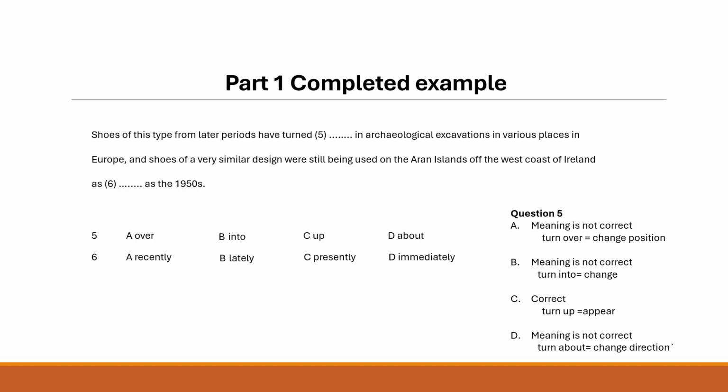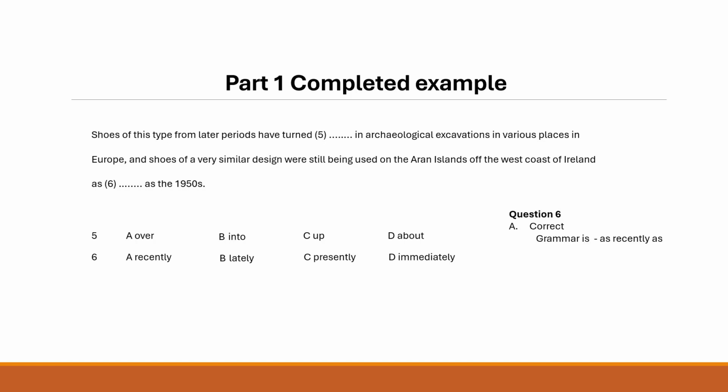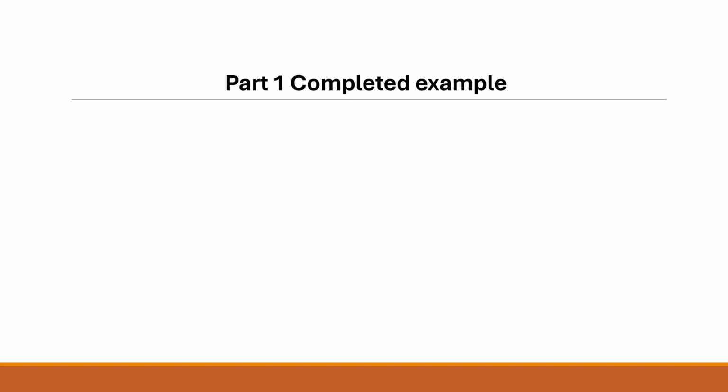We look now at number 6. And in this case, our first option is the correct one. And the grammar we use is as recently as. And for the other options, for B, as lately as is not an option. As presently as is also not an option. And the same with D, as immediately as. These are not possibilities.